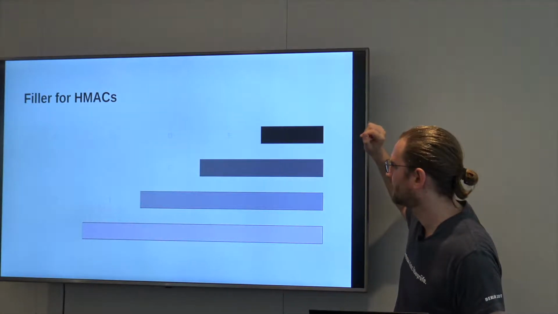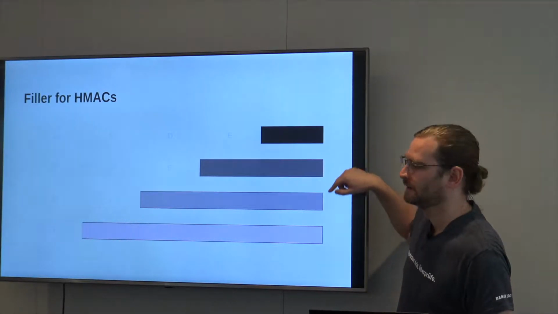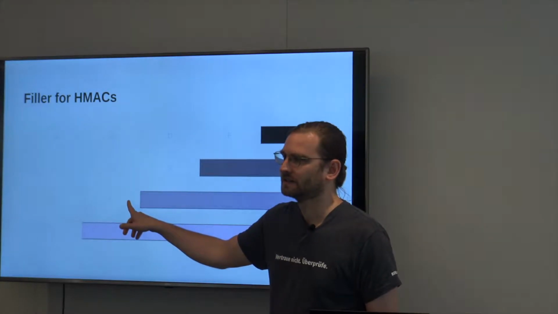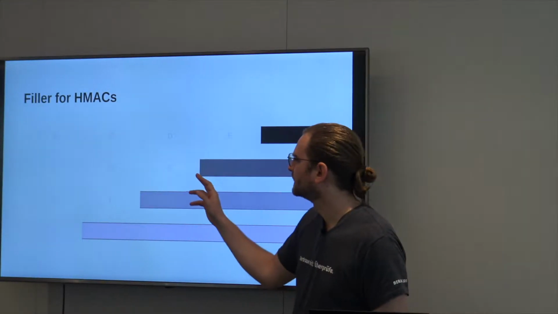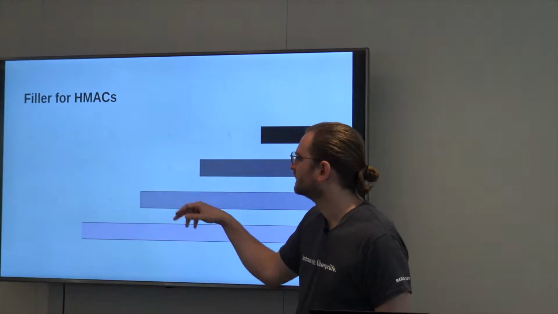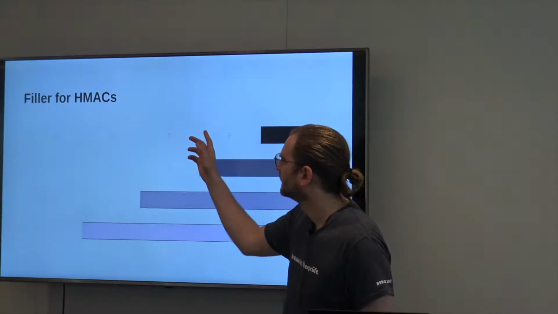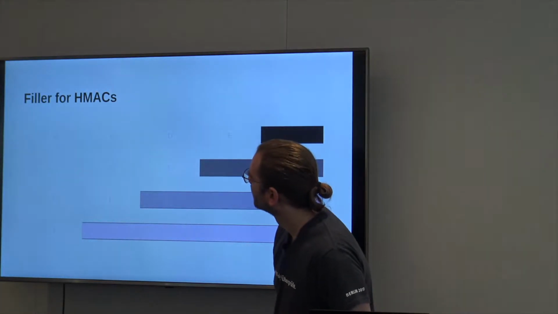And we compute them in reverse order, because this HMAC is going to be in the payload for E. This HMAC is going to be in the payload for D. And this HMAC is going to be in the payload for A.